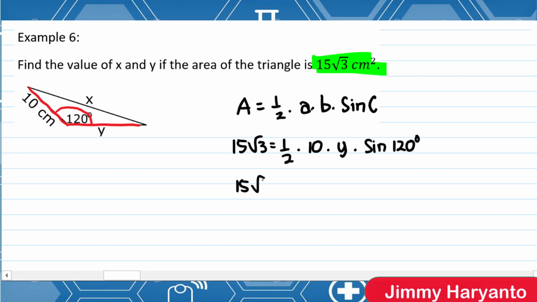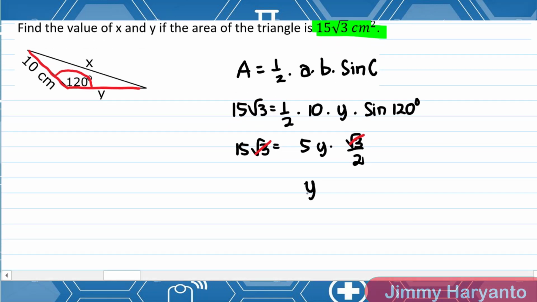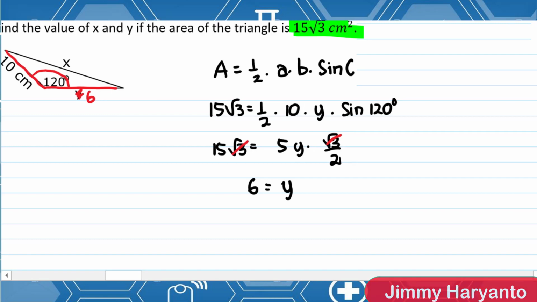So 15 square root of 3 still. This one is 5y times square root of 3 over 2. You can cross out the square root of 3 and then move to the left side. It will be y equals 15 times 2, 30. 30 divided by 5 equals 6. After that, I can tell that y equals 6. Now I can find x.